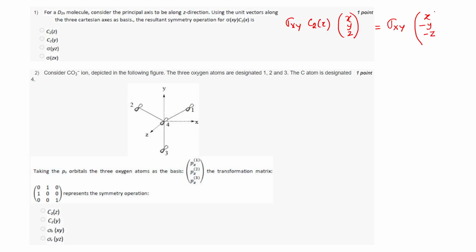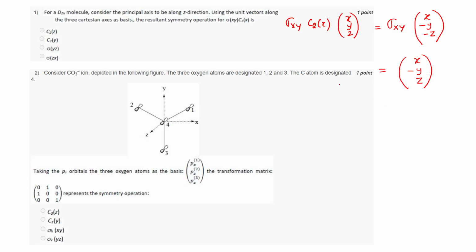This minus y actually changes sign. Now, what about when sigma xy will work on this? Only x and y are going to be invariant. Only z will change the sign, z becomes positive.